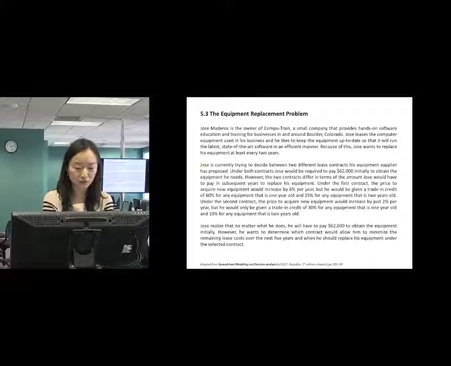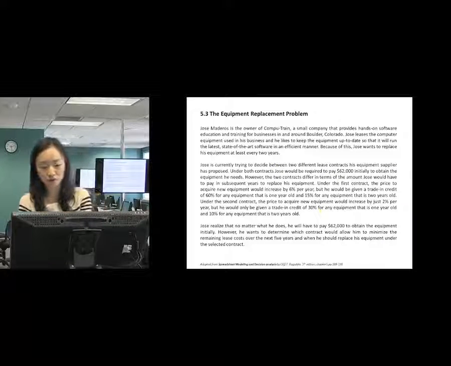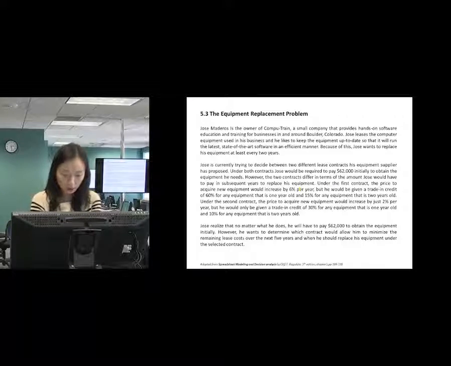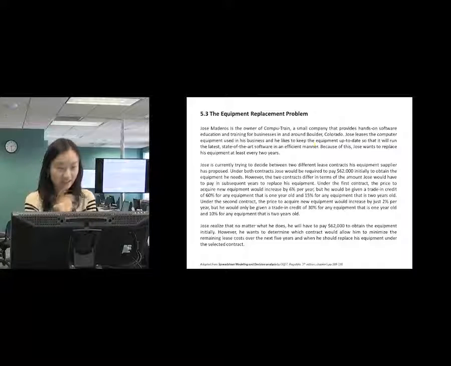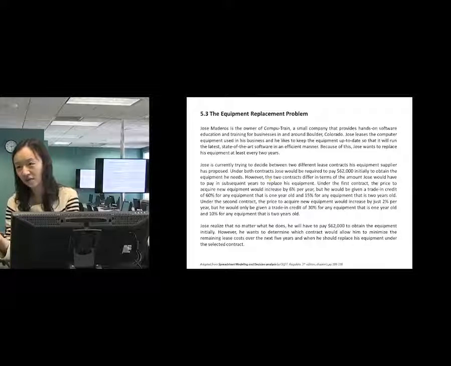The company owner is trying to decide between two different contracts. This contract is about how to obtain the equipment and then keep it for how many years? Guys, you read the problem statement. Did it say 5 years? To decide how to carry this new equipment by replacing it, this person can use it for 5 years, right?